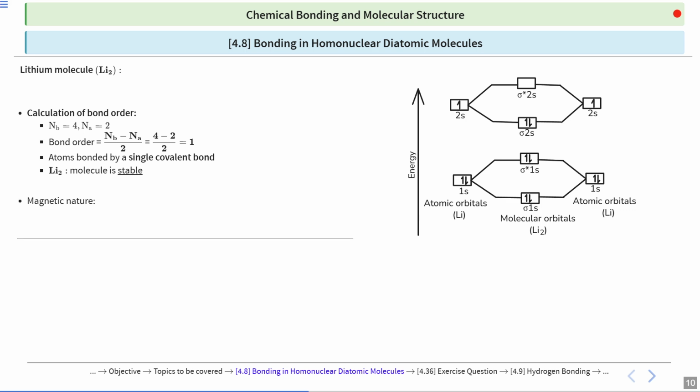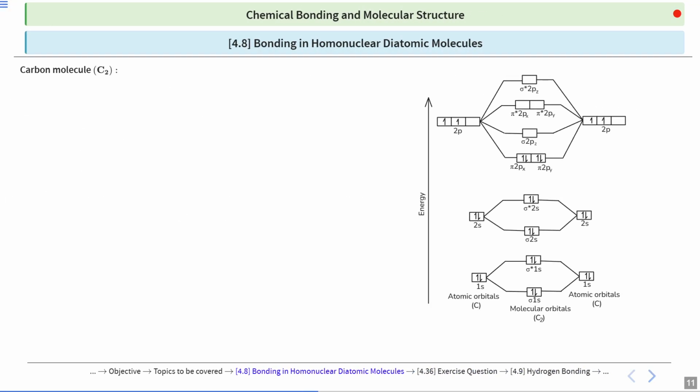What about the magnetic nature? Again, no unpaired electrons are present here. Sigma 1s has two paired electrons, sigma star 1s also, and sigma 2s also. So Li2 will be diamagnetic in nature. Now there is a small factual thing about this Li2. It will exist in the vapor phase.